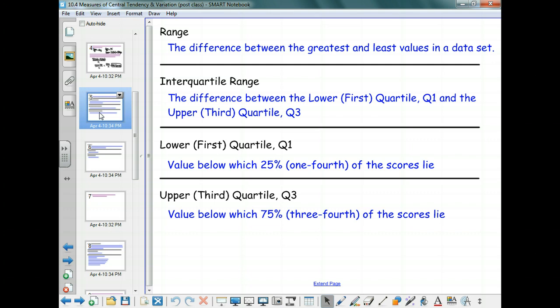So imagine if you actually put all of, like in our class, it would actually work out really nice to 20 people. So imagine I put your tests in order, or your grades in order, whatever, from least to greatest. Okay? So I could actually physically split the stack of papers or physically split the grades. And the lowest 25%, the lowest 5 scores, would be the lower quartile. The top 5 scores would be my upper quartile. Can you picture it happening?